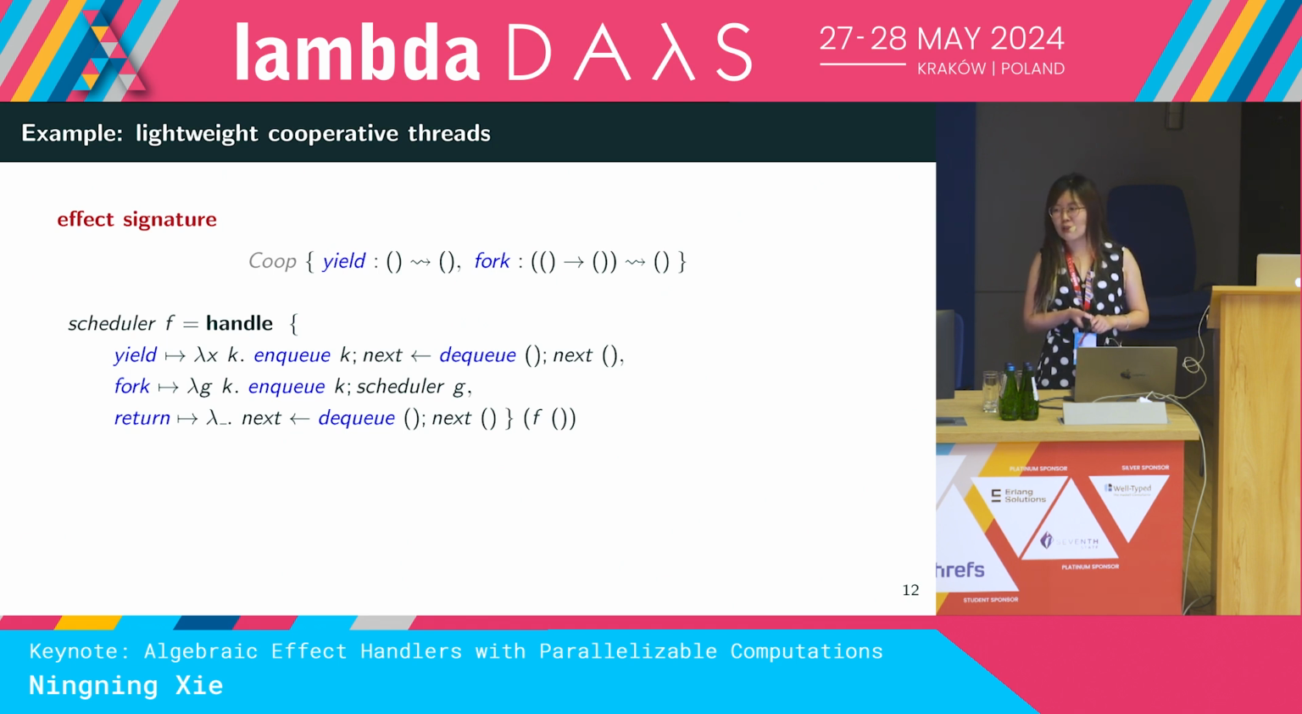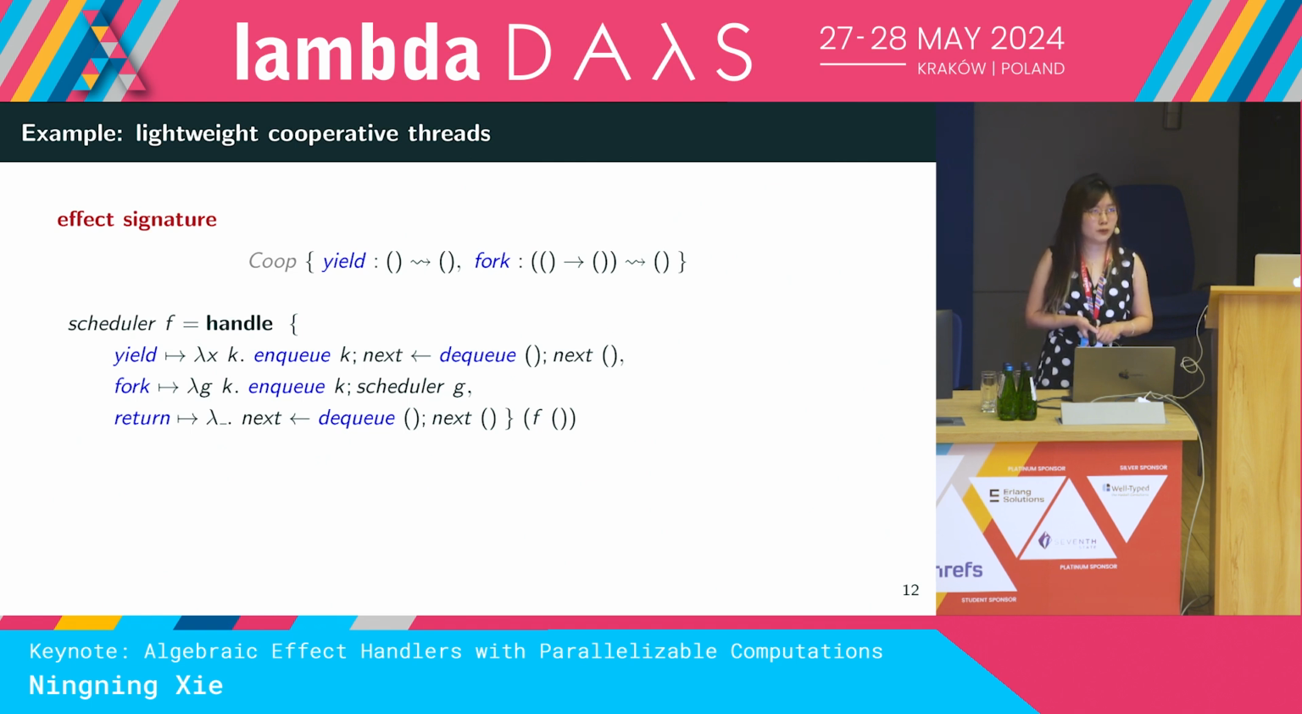And fork is an operation that takes a computation that takes a unit and returns a unit, and fork itself also returns a unit. With this effect signature, we can define a function scheduler that handles a unit-taking function f. Inside this function, we apply f to a unit, and we handle this whole computation using a handler for coop. Here we assume we have some effect for a queue. Enq puts a function inside the queue, and deq gets the first available function from the queue.